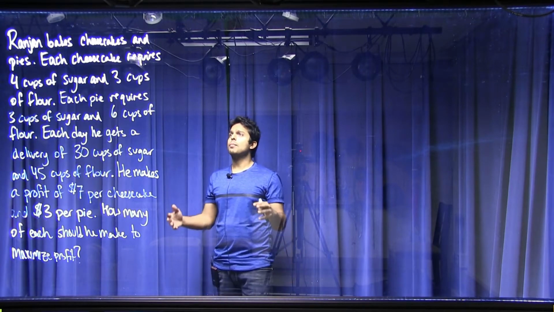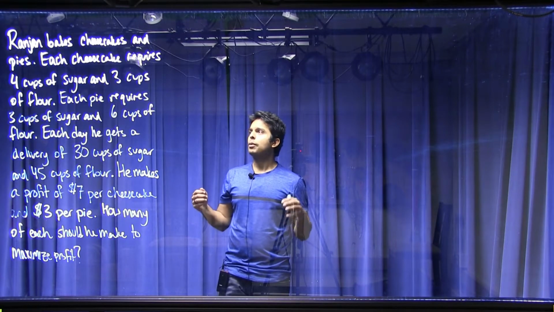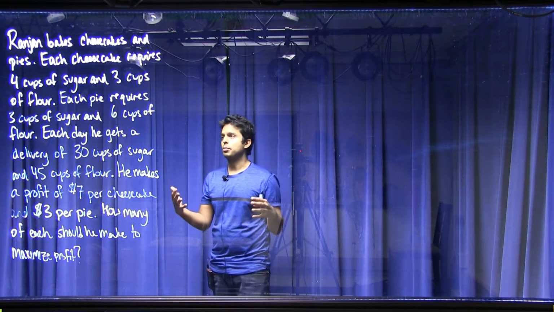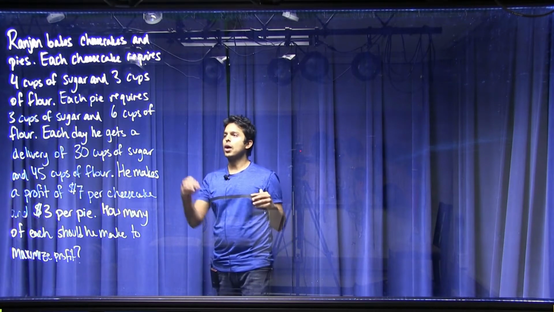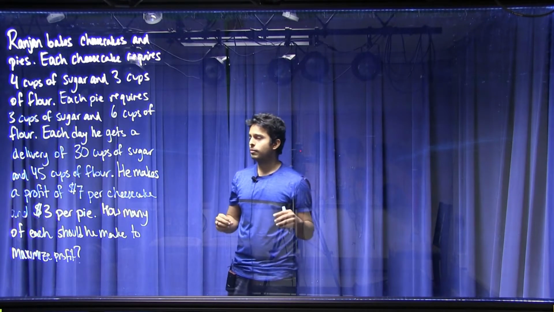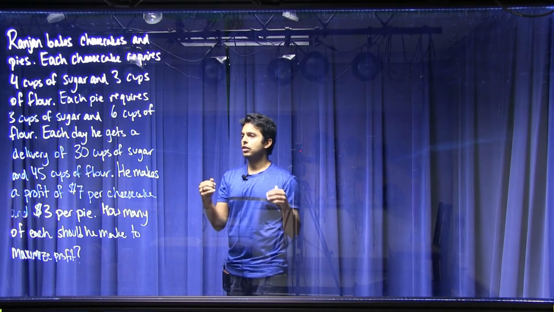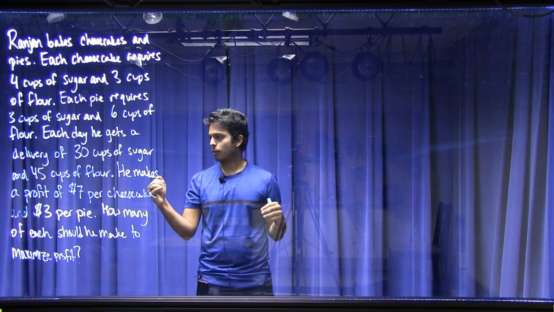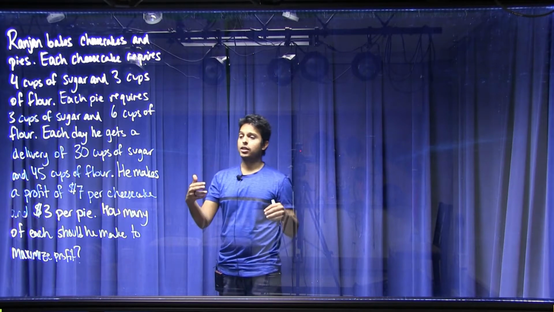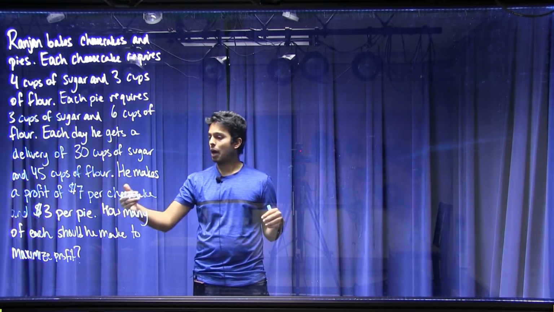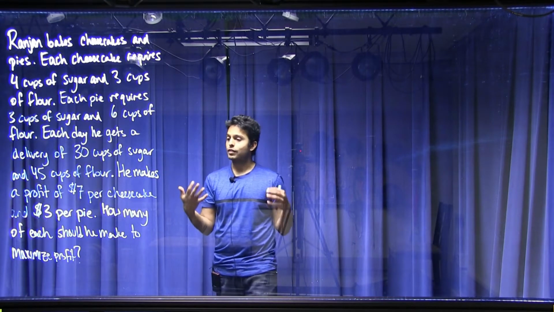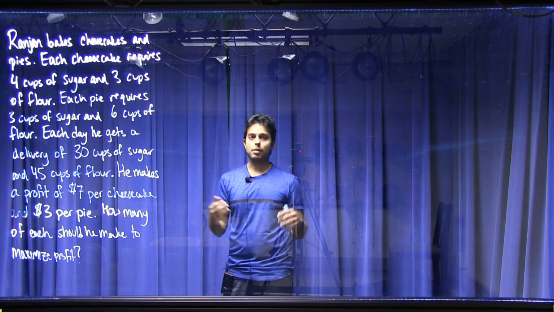So let's suppose I bake cheesecakes and pies, and we know some information about the recipes. The cheesecake requires 4 cups of sugar and 3 cups of flour, and each pie requires 3 cups of sugar and 6 cups of flour. Every day, I get a delivery of 30 cups of sugar and 45 cups of flour. Each time I make and sell a cheesecake, I make $7 in profit, and I make $3 in profit for each pie. And the question is, how much of each should I make to maximize my profit?